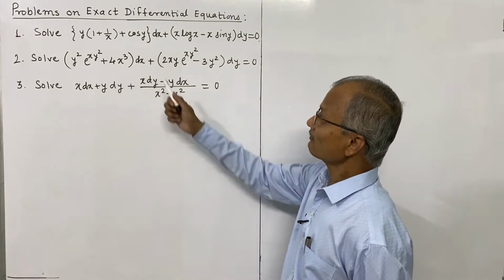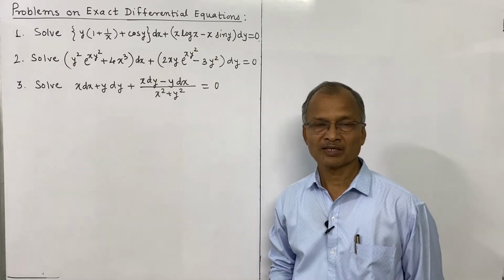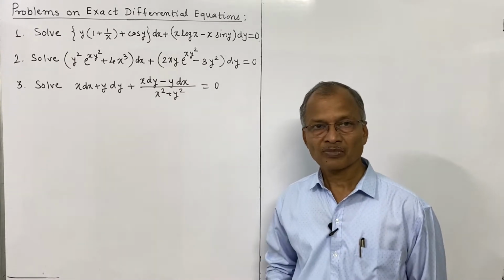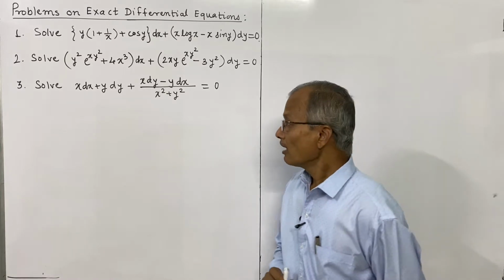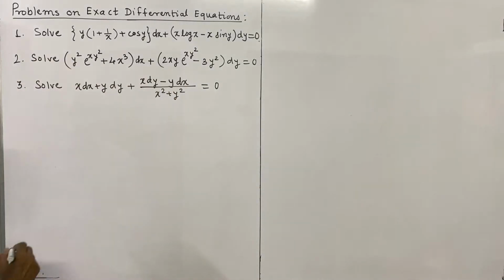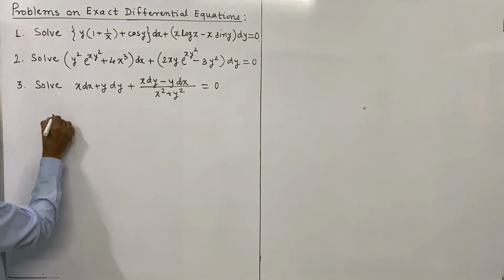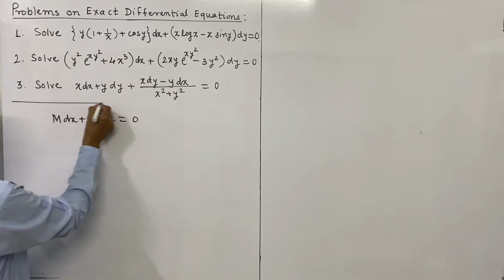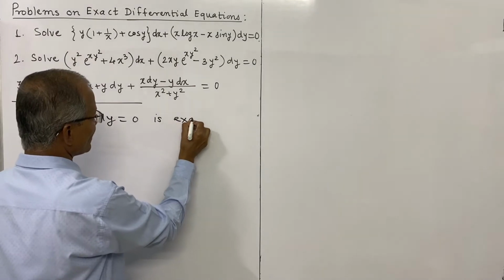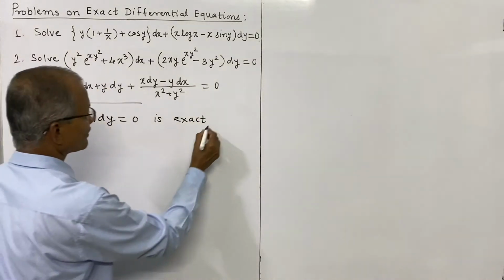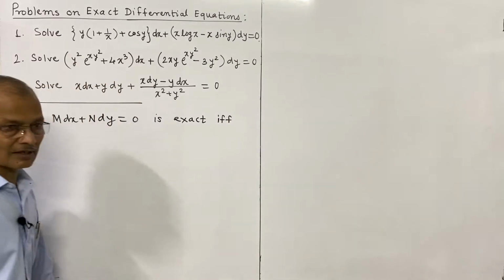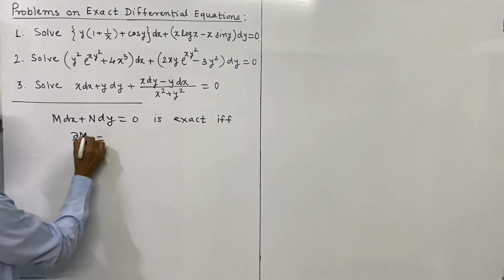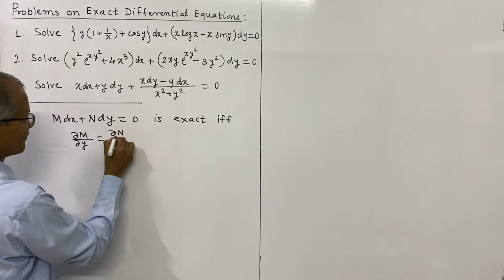First we shall revise what is the exact differential equation and what is the necessary and sufficient condition for an equation to be exact. This we have proved in our last lecture. A differential equation of the type M dx plus N dy is equal to 0 is exact if and only if we have the partial derivative of M with respect to y equal to the partial derivative of N with respect to x.